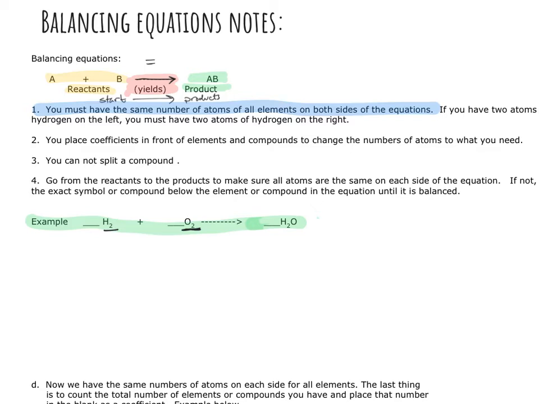But right now it's unbalanced. We have 2 hydrogens on the left, 2 oxygens on the left, 2 hydrogens on the right, 1 oxygen on the right. So the thing that's out of whack that we already saw is oxygen. We've got 2 oxygens over here on the left-hand side, and we've just got 1 oxygen on the right.